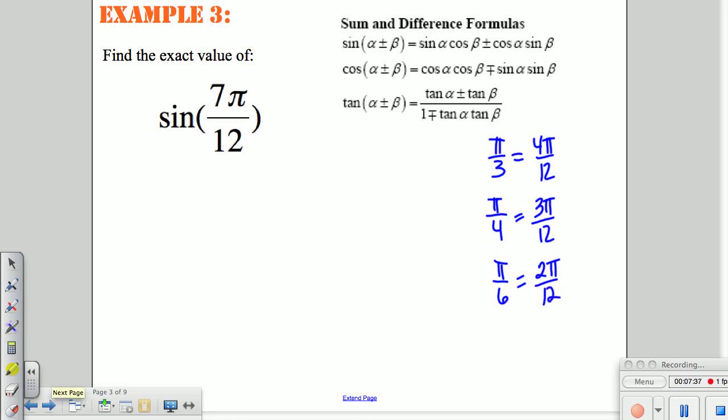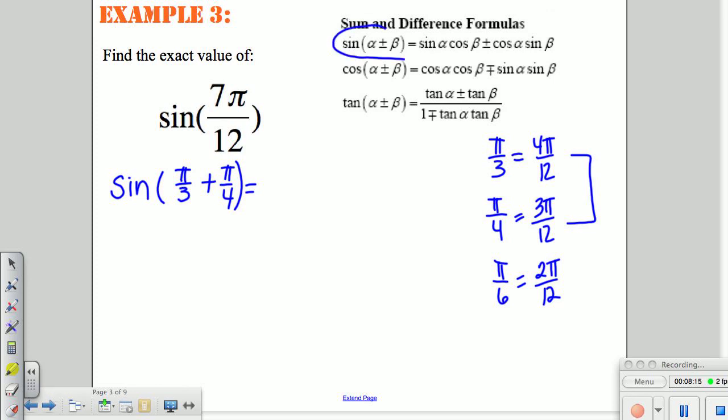Can you add either of those or subtract to make 7 pi over 12? Go ahead and figure it out and rewrite sine of 7 pi over 12 as a sum. I hope you chose 4 pi over 12 and 3 pi over 12, so pi over 3 and pi over 4. I can rewrite this as sine of pi over 3 plus pi over 4. Go ahead now, pause your video, see if you can pick the right sum or difference formula to use and plug those values in.